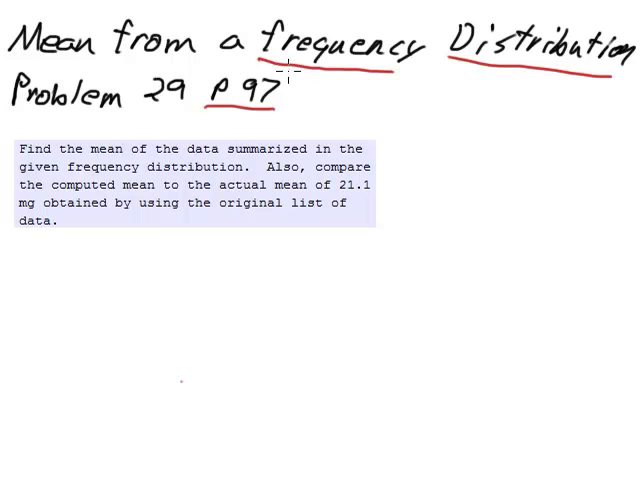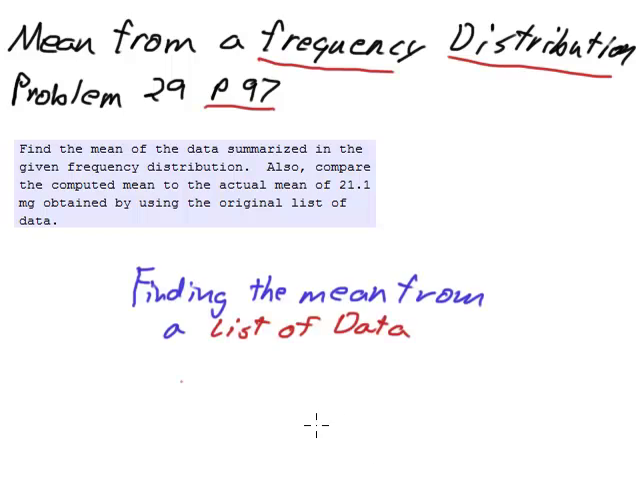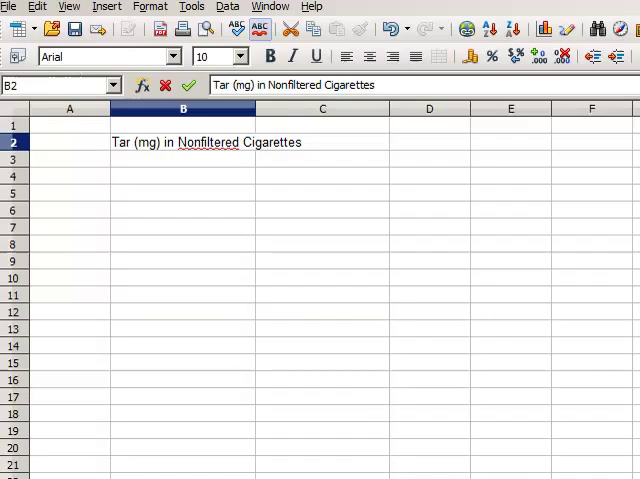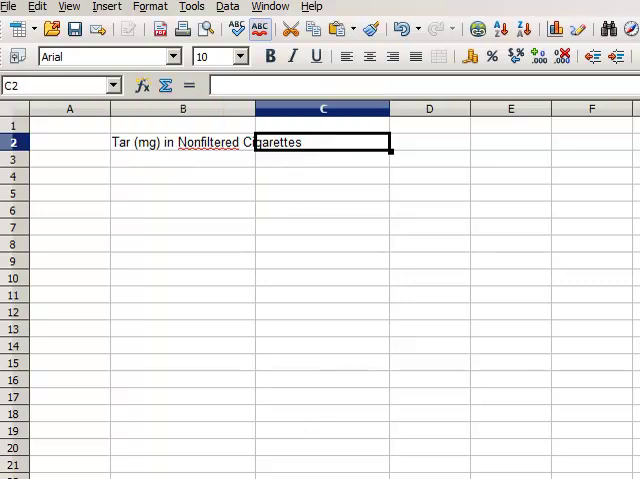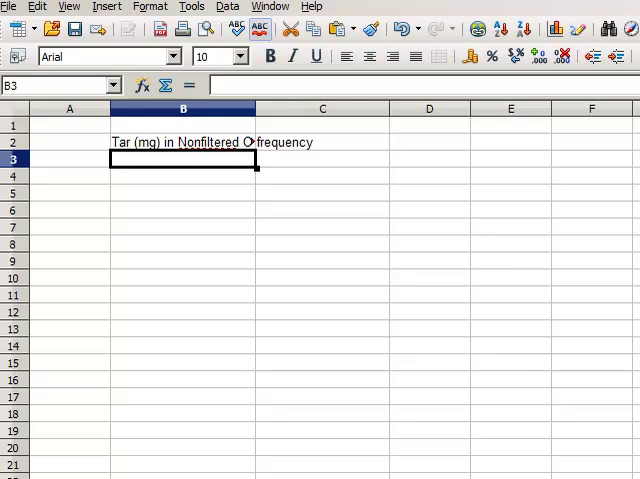Like to think about finding the mean from a frequency distribution. What we've been doing is finding the mean from a list of data, but this time we're going to be given a frequency distribution. This time we're given the tar in milligrams in non-filtered cigarettes and the frequency of those for cigarettes. So we have several different data ranges.